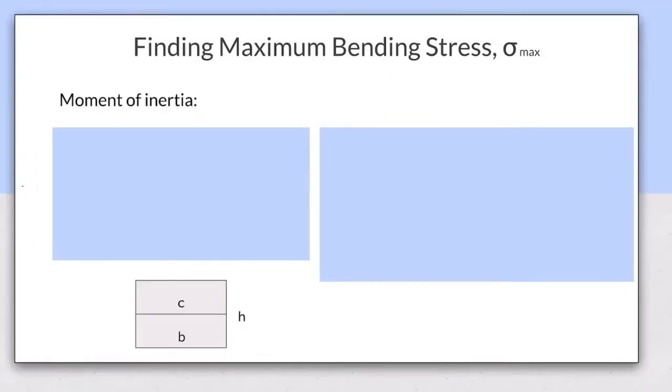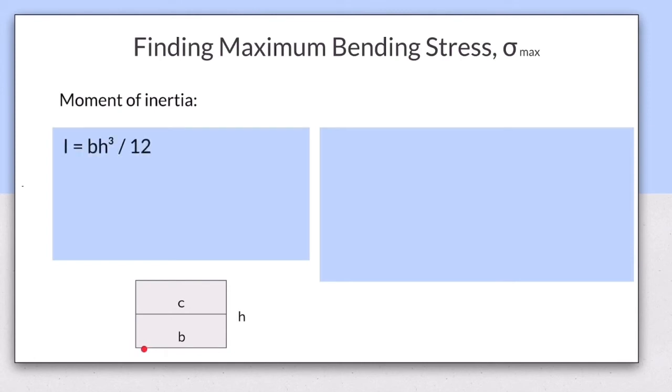So next, maximum bending stress. However, to find the maximum bending stress, we must know the moment of inertia first. So for our moment of inertia, we are going to choose the side of the padded forearm, whereby C is the center, the height from this point to the middle point, and H indicates the height of this thing from this point to this point, and our base is located here from this point to this point. Alright, so let's look at the formula.